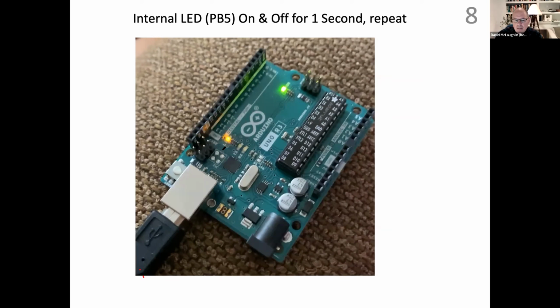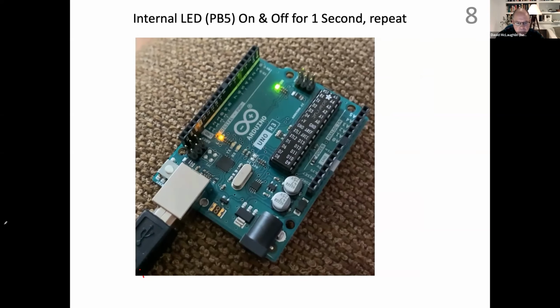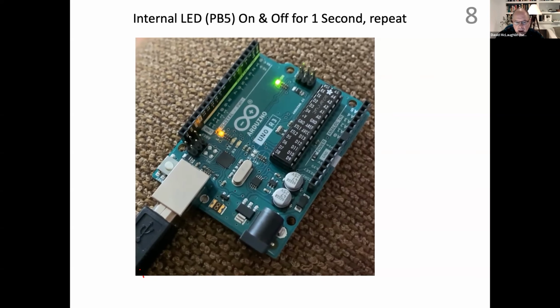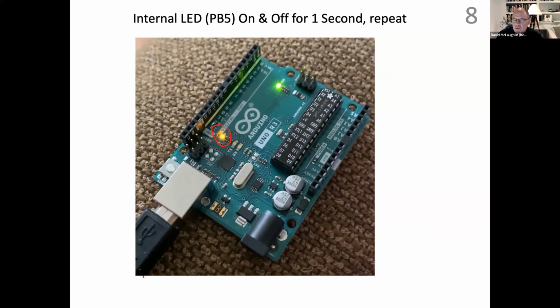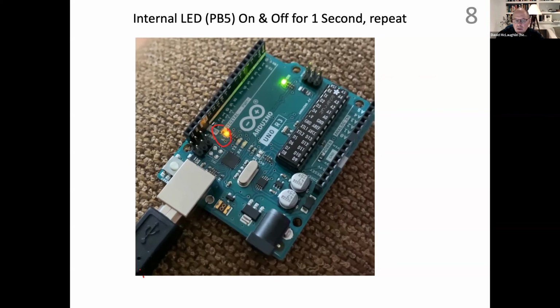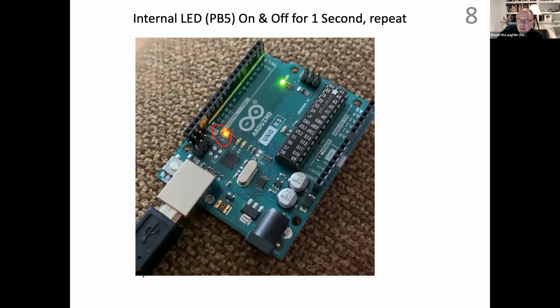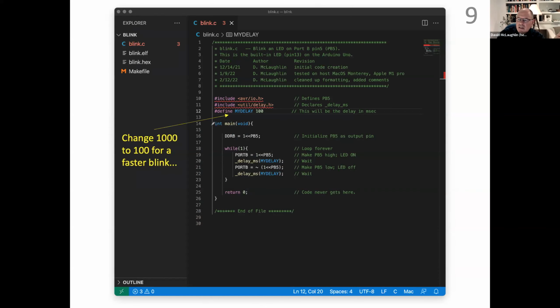Now, let me back that up. Just notice that blink rate here. It's blinking on for a second, off for a second, on for a second, off for a second. Okay, suppose I want to make it blink faster. So I'm just going to modify the code ever so slightly. I'm just going to change this delay from 1,000. It was 1,000. I'm going to make it 100.